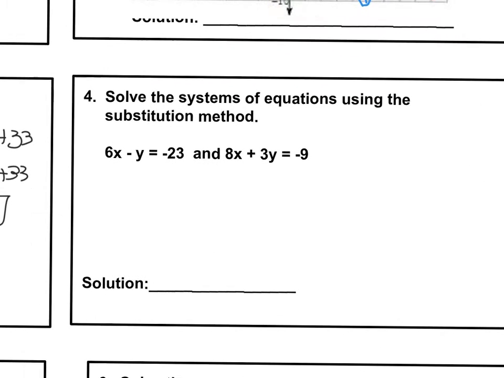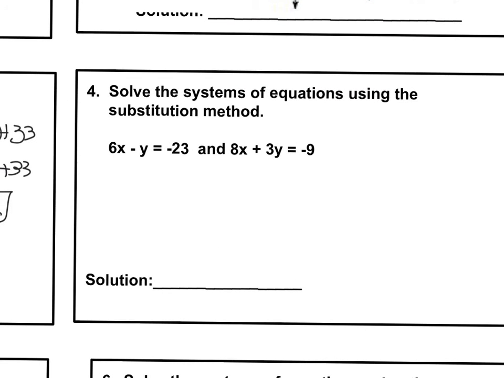On this one, I don't have a variable isolated, so I need to pick one of the equations to isolate the variable. I'm going to pick this one because it's almost isolated. So what I'm going to do is just swap places with these. When the 23 comes over, it becomes plus 23. And when the negative y goes to the other side, it's plus y.